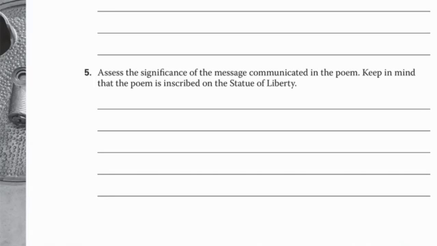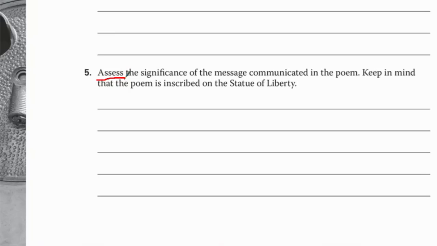And number 5, assess the significance of the message communicated in the poem. Keep in mind that the poem is inscribed on the Statue of Liberty. So when you assess, you determine the value or significance. So why is that poem so important, and why would people put it on the Statue of Liberty?